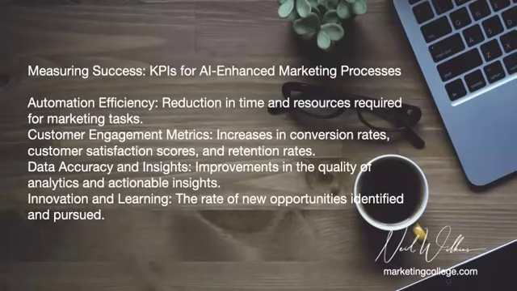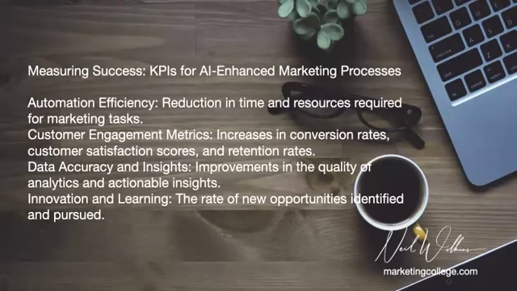We're going to be looking for automation efficiency. So our KPIs are going to include reducing time and resources for our tasks. We're going to get stronger, harder hitting customer engagement metrics. We're going to be looking at increases in conversion rates, customer satisfaction scores, retention rates. That term vanity metrics is going to be a thing of the past. We're not going to need to worry about, oh, how many likes have you got? Oh, how many followers? Who cares?